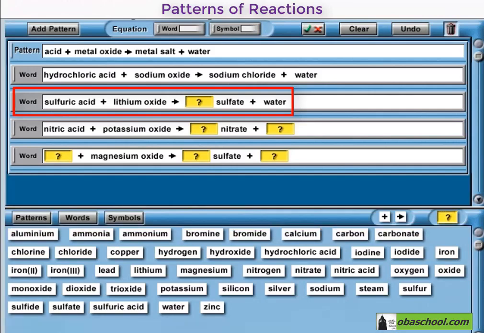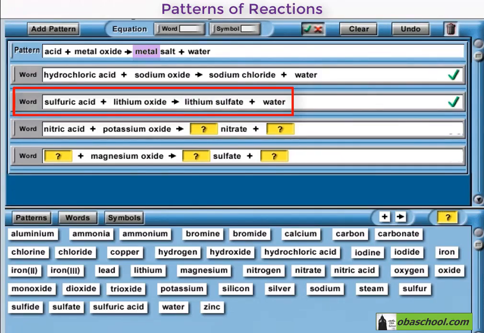We have sulfuric acid plus lithium oxide giving a question mark sulfate plus water. Sulfuric acid is the acid in this equation. Lithium oxide is the metal oxide. And we have to deduce the first part of the name of the metal salt. The second part is sulfate. And the first part should be the metal. So what do you think is the name of this metal salt?